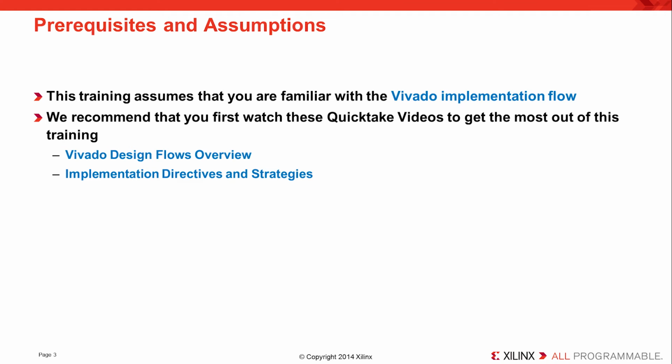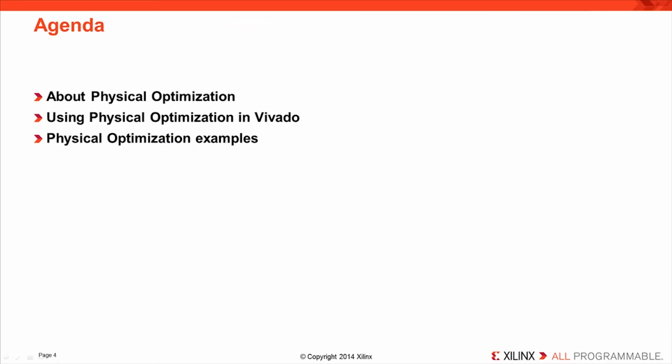Before we get started, this training assumes that you're already familiar with the implementation flow. If you do not already know how to place and route your design, we recommend you first watch the Vivado Design Flows overview video, which gives a good introduction to some key concepts we cover in this video. Those topics include working with and without projects, basic design flows including implementation, and using Vivado Tcl commands. Another good quick take to see is the one on implementation directives and strategies, since we will also be talking about strategies.